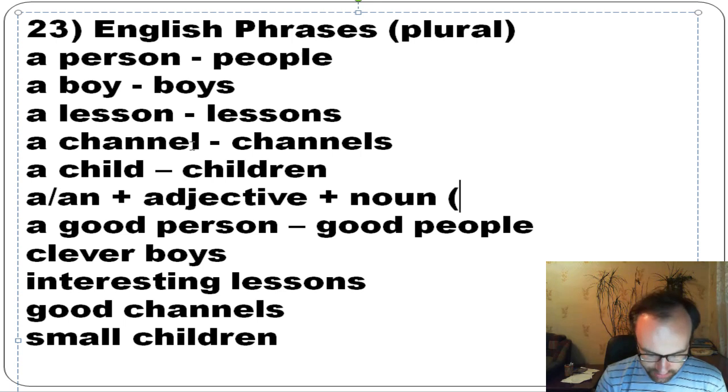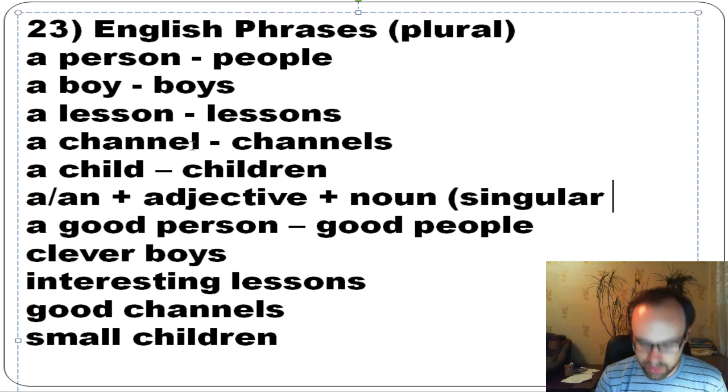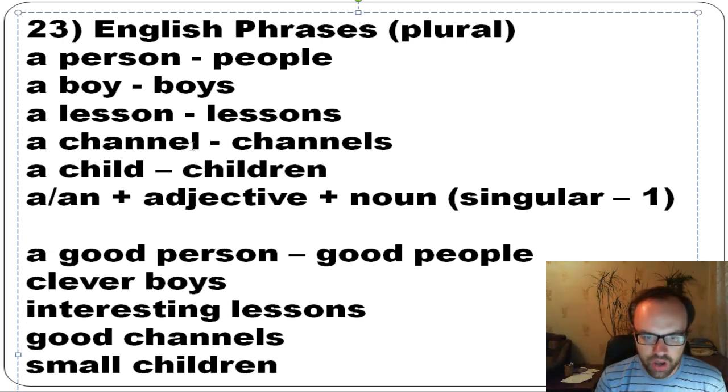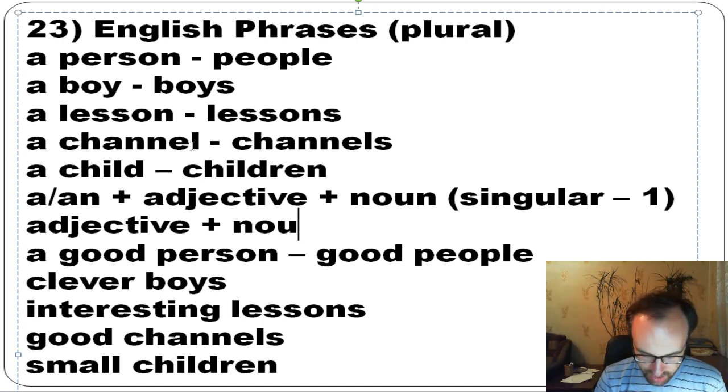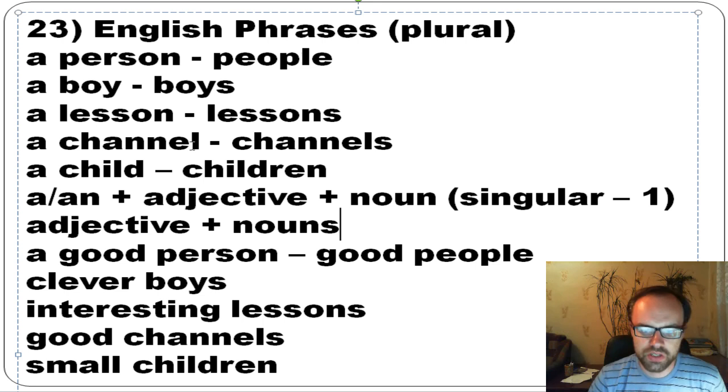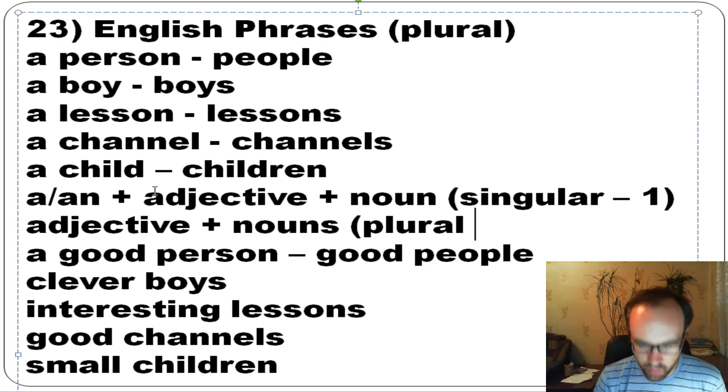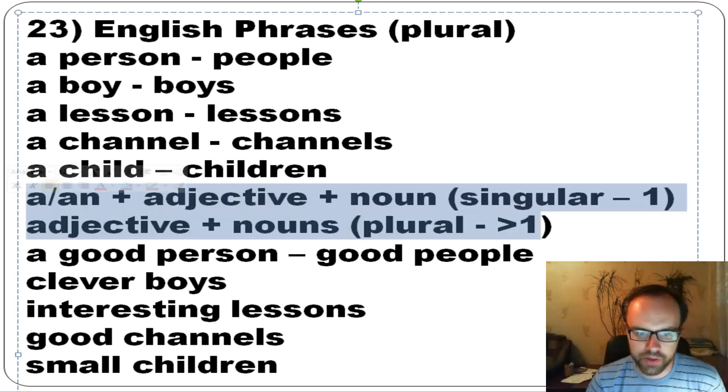Yeah, if it's singular, or if it's one. Or if it isn't one, if it's more than one: two, three, or more. So you don't use a or an. You start with an adjective plus nouns. Yeah, it's for plural, more than one.